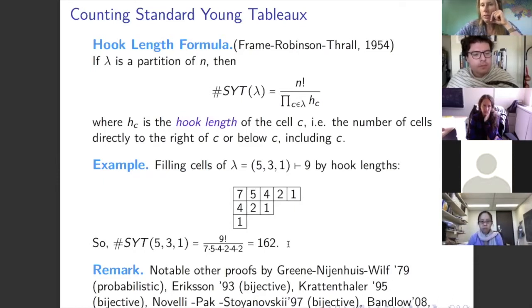So if you haven't looked at the proof of the hook length formula before, I highly recommend it. There's lots of different proofs in the literature. My favorite is due to Greene, Nijenhuis, and Wilf from 1979. That's a probabilistic approach where not only did they give a nice proof of the hook length formula, but they also give you a way to uniformly at random choose a standard Young tableau of a particular shape, which is great for experimentation. All these other proofs have nice properties too, though, so it's worth studying them.